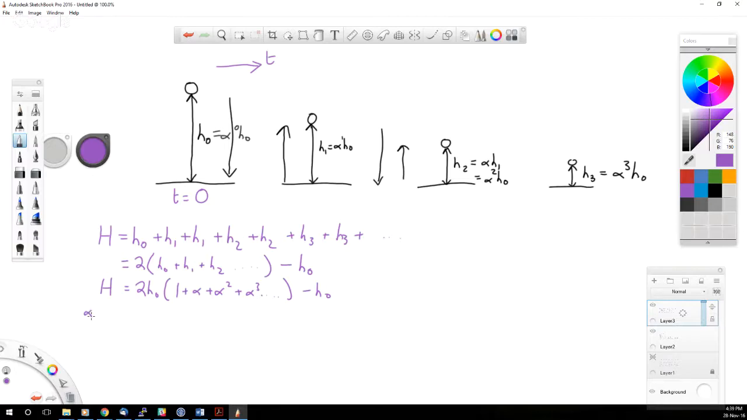So if we multiply everything by alpha, we get alpha H equal to 2H0 alpha plus alpha squared, alpha cubed, and so on, minus alpha H0. So I'm going to label these equations 1 and 2, and I'm going to deduct 2 from 1. So 1 minus 2 gives me capital H minus alpha capital H is equal to. Now, this 2H0 that we have at the start doesn't have an equivalent here, so we get 2H0.